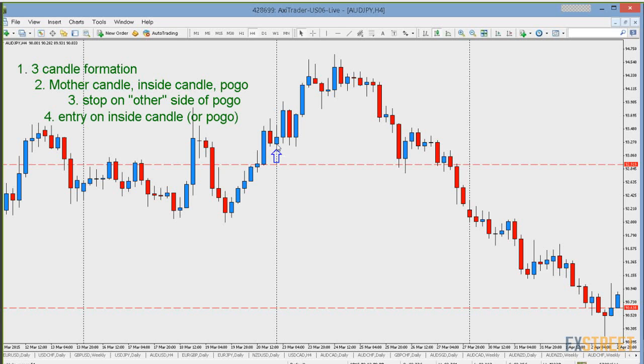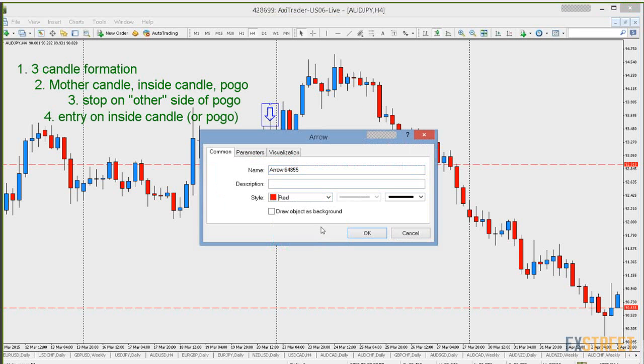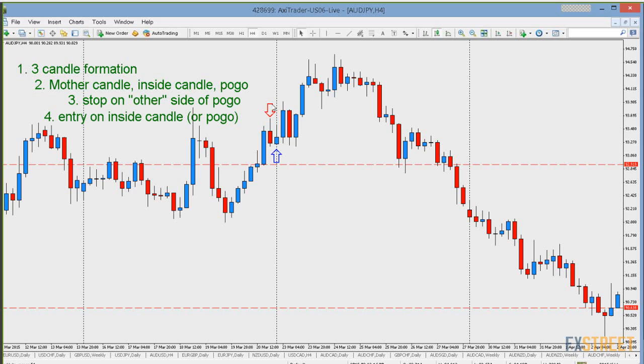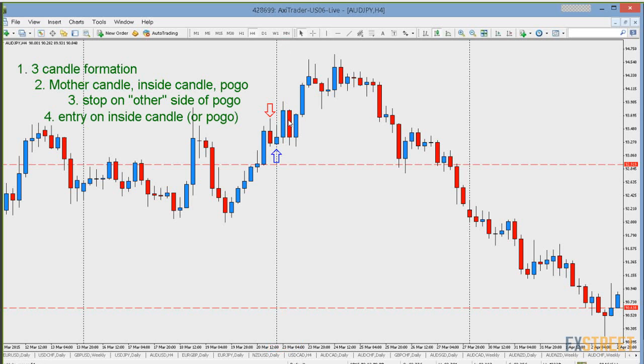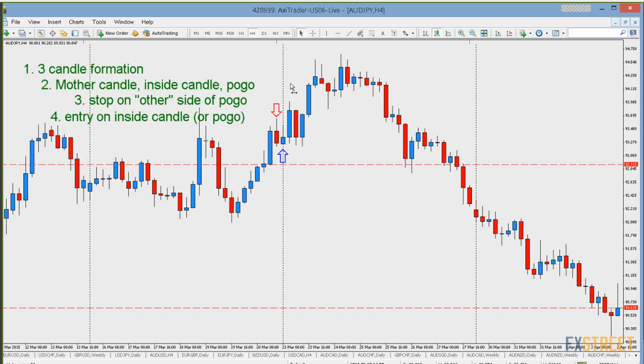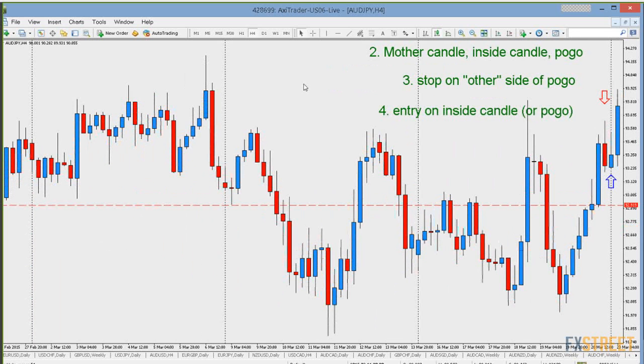Here is an inside candle right here, and here is a mother candle right here. The mother candle I'm going to make red, and the inside candle I've got the blue arrow. But notice what happened. The next candle is not a pogo. Why is this candle right here that I'm going to mark with the red line not a pogo? I'll put it to the far right. This is what it would look like when the chart was unfolding.